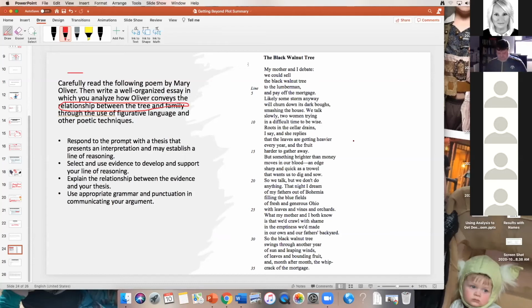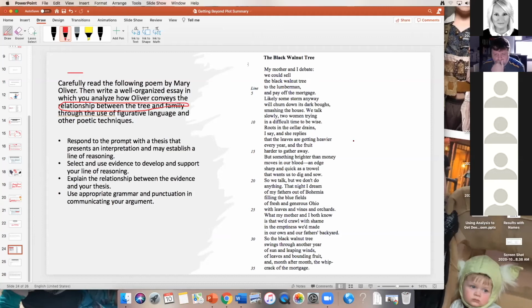I like this poem a lot. The Black Walnut Tree. My mother and I debate. We could sell the black walnut tree to the lumberman and pay off the mortgage. Likely some storm anyway will churn down its bark, boughs, smashing the house. We talk slowly, two women trying in a difficult time to be wise. Roots in the cellar drains, I say, and she replies that the leaves are getting heavier every year and the fruit harder to gather away.